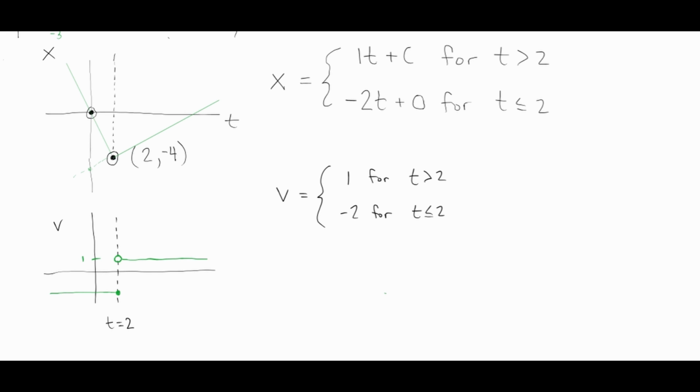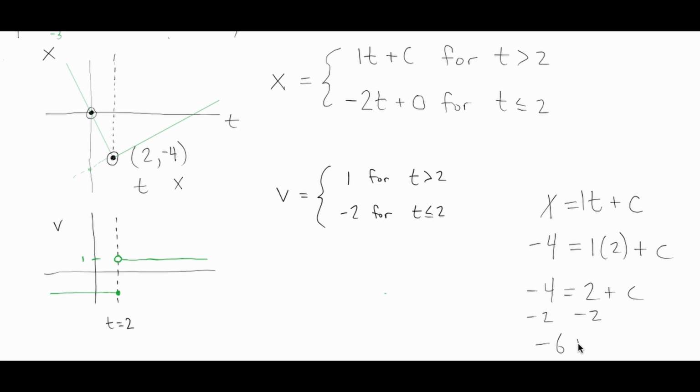All we have to do is say on the side that x equals 1t plus an unknown constant, which we don't know yet. Plug in the t of 2 and the x of -4. And now we can solve for what that constant truly is. It must be -6. So now we can put in what that constant is. Piecewise antiderivative. That's pretty cool.